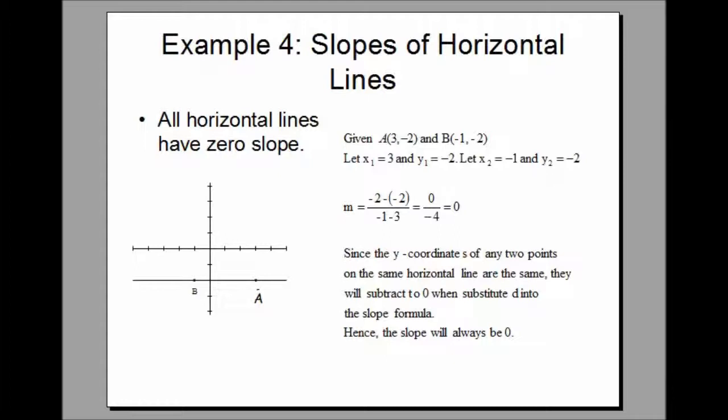Substituting into the slope formula gives us (-2 minus -2) over (-1 minus 3), which is 0 over -4, which is 0. Since the y-coordinates of any 2 points on the same horizontal line are the same, they will subtract to 0 when substituting into the slope formula. Hence, the slope will always be 0.